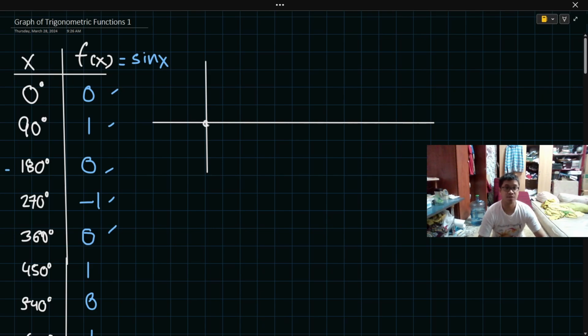0 degrees, that is zero, so it's in the origin. 90 degrees, that's basically pi all over 2 radians. 180 degrees, that's basically pi. 270, that's 3 pi all over 2 radians. 360 degrees, that's 2 pi.